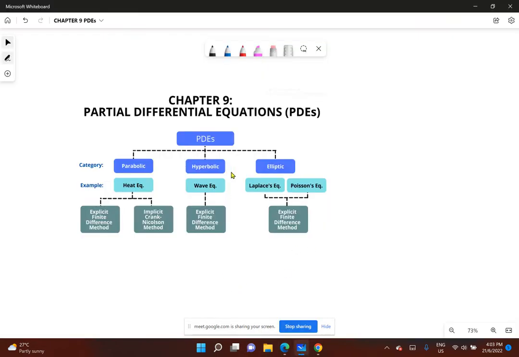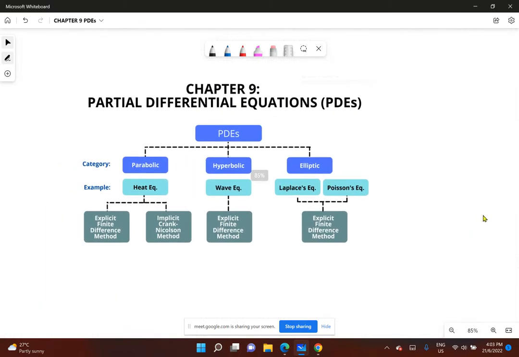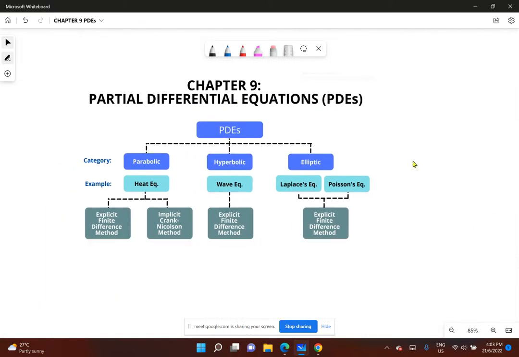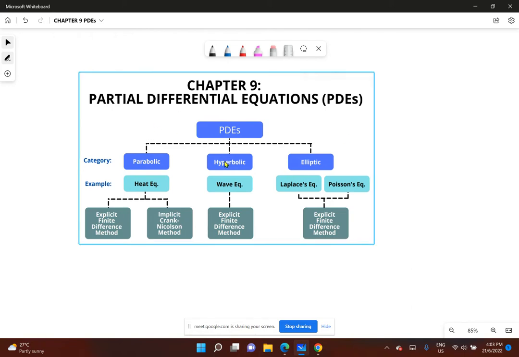In this chapter, these are the topics that we'll cover in your syllabus. Chapter 9, PDE, partial differential equations. We have three categories of partial differential equations. The first one is parabolic. The example of parabolic is the heat equation. This heat equation we can solve using two methods. The first one is the explicit finite difference method. The second one is the implicit Crank-Nicolson method.